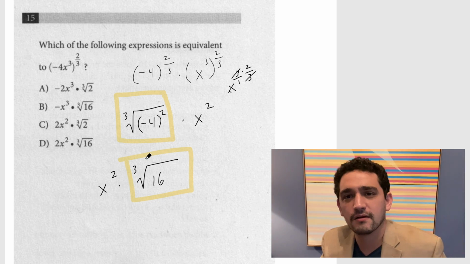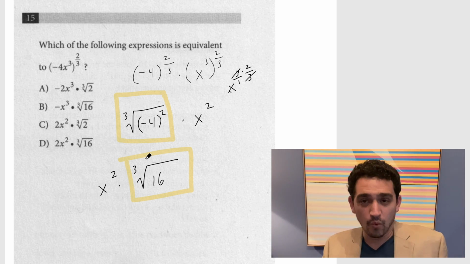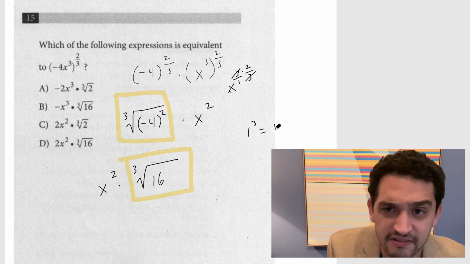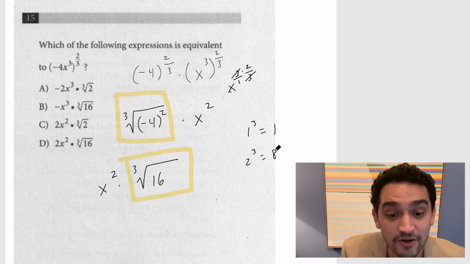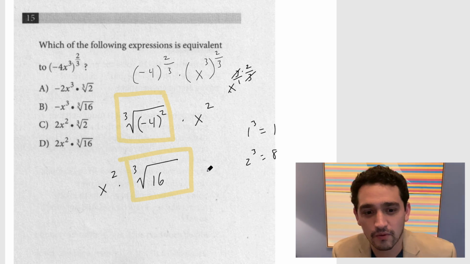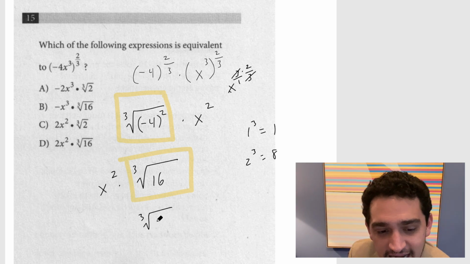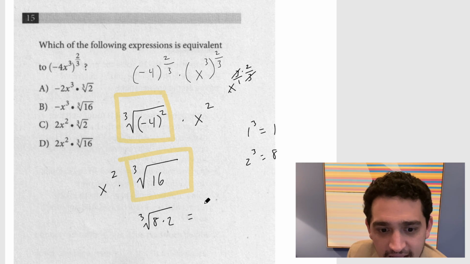So, can we keep simplifying the cube root of 16? Well, indeed we can. Can you think of a perfect cube that is a factor of 16? What are some perfect cubes you know? Well, 1 cubed is 1. Well, 1 goes into everything, so we can't use that. 2 cubed is 8. Well, 8 certainly goes into 16. So, let's rewrite this radical as the cube root of 8 times 2. Because 8 times 2 is 16. This we continue to simplify as the cube root of 8 times the cube root of 2.